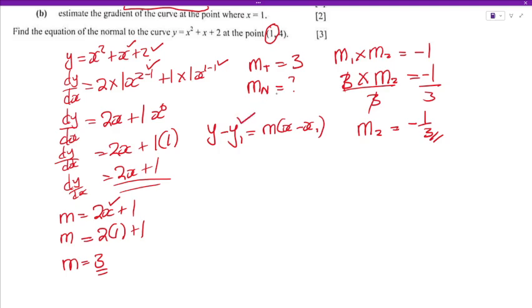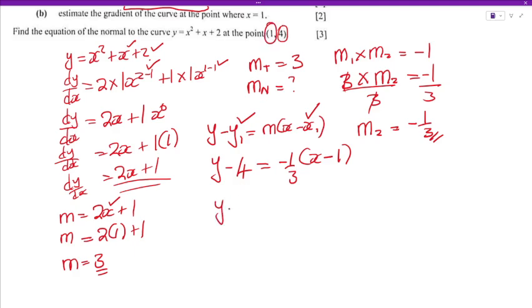While there's y1, you plug in the y coordinate you have been given in the question, which is a 4. While there's x1, you plug in the 1. While there's a gradient, you plug in the gradient you've just found. Then you solve. So y minus y1, which is 4, is equal to the gradient -1 over 3, times (x minus 1), the x coordinate up here being 1.